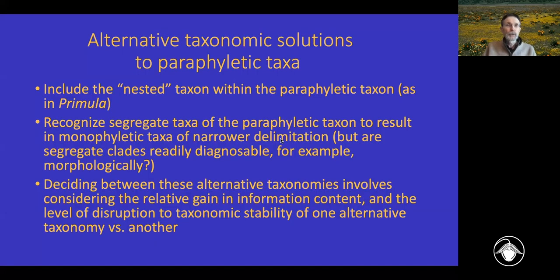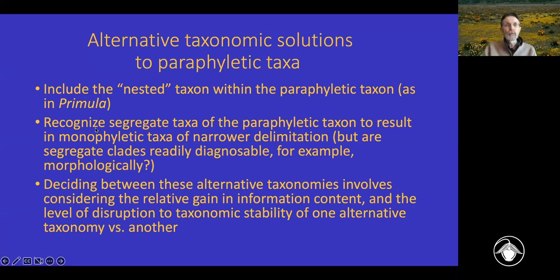So there are a couple of alternative solutions to paraphyletic taxa. One is to include the nested taxon, in this case Dodecatheon, within the paraphyletic taxon, as in Primula. And then we just have to choose whichever name is oldest, and it happens to be Primula for that larger taxon. And this is the option that Austin Mast and Jim Reveal took in resolving this problem, wanting the generic taxonomy to reflect the close relationship between the shooting stars and other primulas.